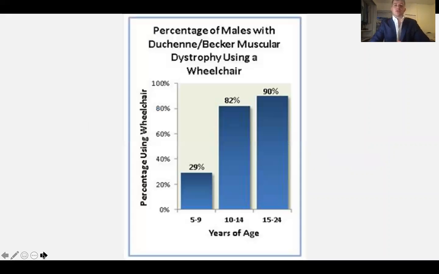So, the percentage of males with Duchenne/Becker muscular dystrophy using a wheelchair. As you can see, at 5 to 9 years of age, it's a 29% chance. Then it jumps up almost 50% from the age ranges of 10 to 14, and then still increases from 15 to 24 years of age. So they're basically most likely going to end up in a wheelchair. However, it does progress from, most of the time, leg braces and then a wheelchair, but sometimes they go right to a wheelchair if it's that bad right away.